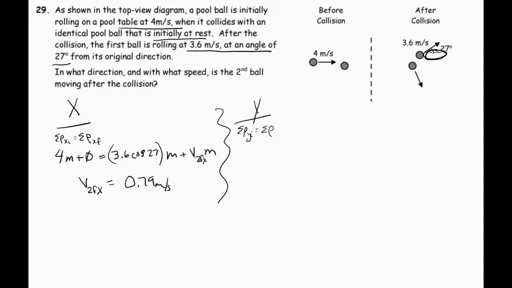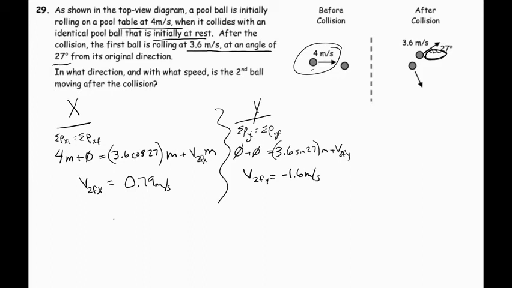And then when we look in our y direction, sum of momentum in our y initial equals the sum of momentum in our y final. So then that's going to end up giving us, well, let's think. We have no momentum in our y direction plus no momentum in our y, because this ball is only moving in the x direction. And that's going to be equal to our 3.6 sine 27 times m plus V2 final y. So we end up getting V2 final y is equal to negative 1.6 meters per second.